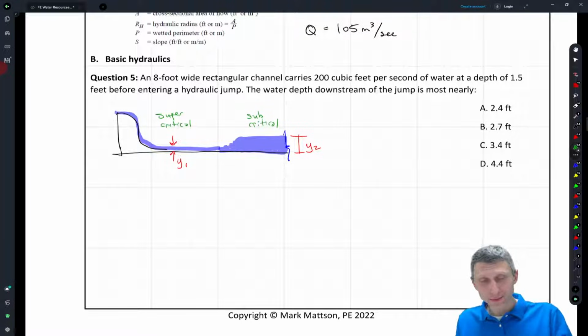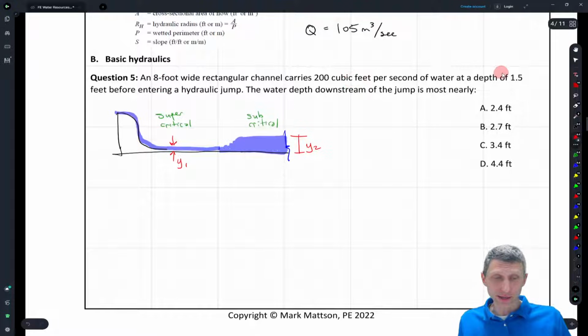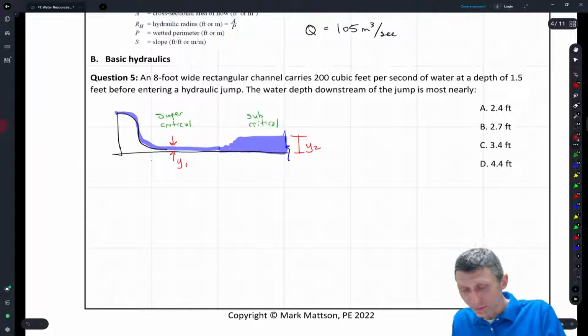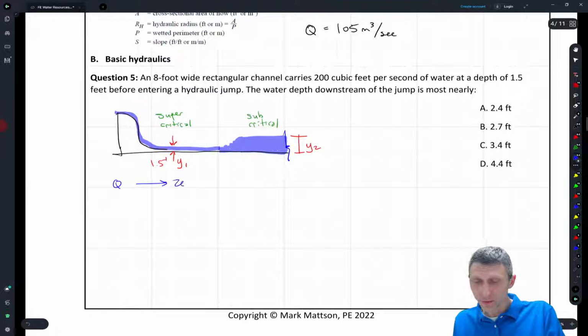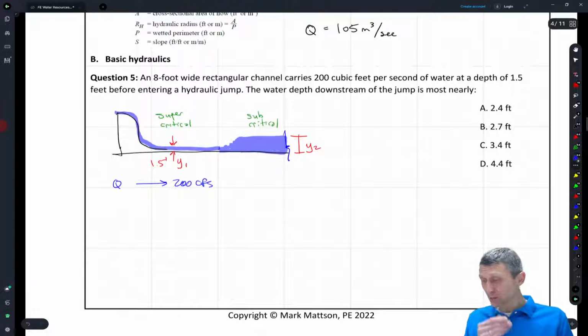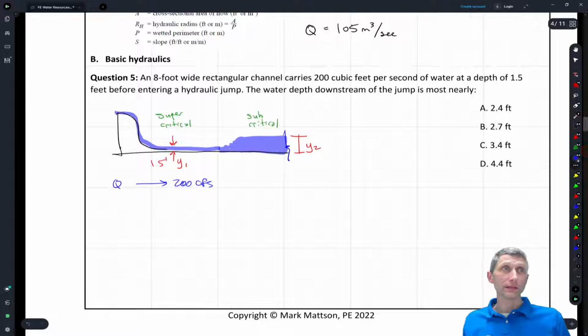This brings up a couple of ideas that I think are worth talking about in this hydraulics section. What we're told is that we have an 8-foot wide channel, 200 cubic feet per second, and a depth of 1.5 feet. So up here we have 1.5 feet, and a Q of 200 CFS. What we want to do is find an equation for this hydraulic jump, and calculate what that looks like as well.